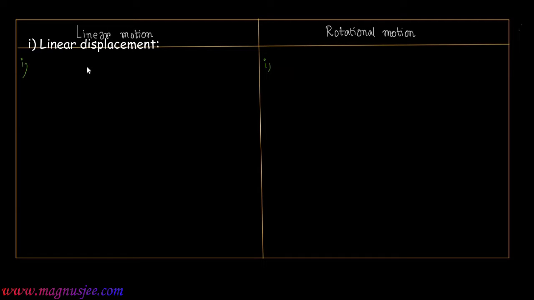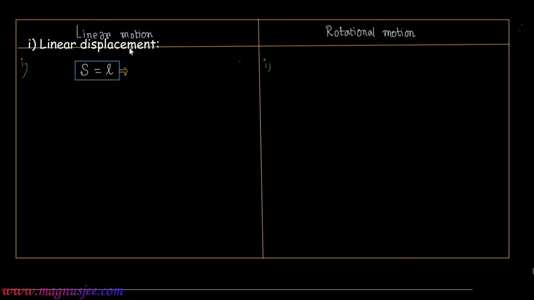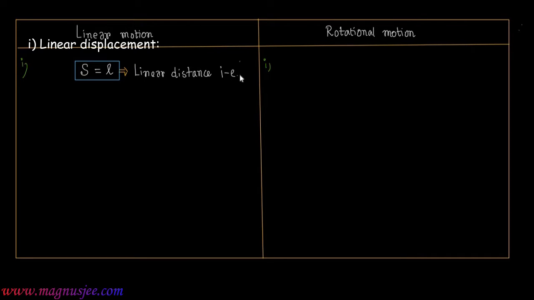Linear displacement is denoted by S. S is the linear displacement or distance traveled by the body linearly. S is equal to L, which is the linear displacement or linear distance traveled by the body in linear motion.